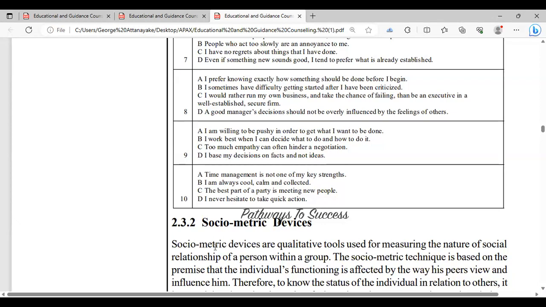Number 10. And number 9. A. I'm willing to be pushy in order to get what I want to be done. So you have your inner strength, inner force to get whatever work you want to be done, right? Okay. Right, 10.